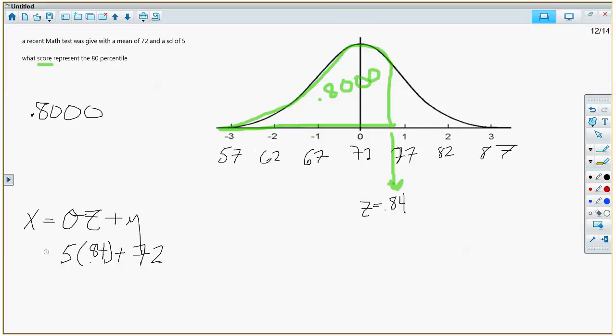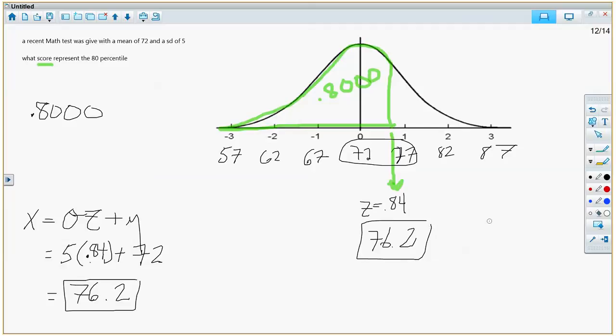All right, somebody take 0.84 times 5 and add it to 72. Tell me what you get. I bet you it'll be between 72 and 77. How do I know that? Because I drew a picture. It's going to be between 72 and 77. I say 75. What does it come out to be? I'm sorry, what? 76.2, and that's the score that represents what of the class? There you go. So 76.2 is the score for 80% of the class.